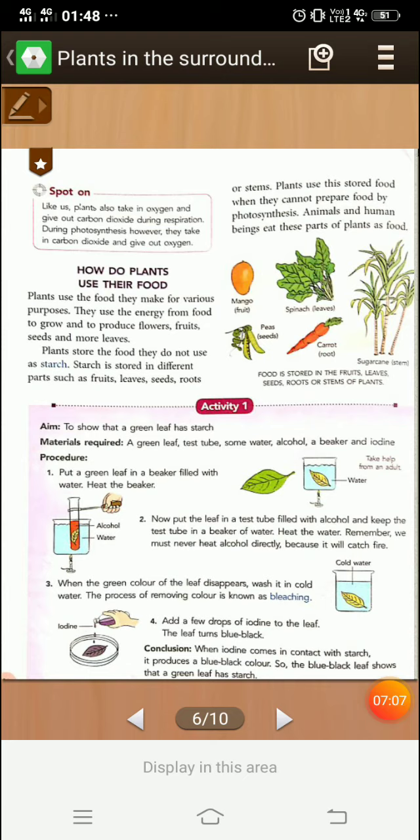Now how do plants use their food? Plants use the food they make for various purposes. They use the energy from the food to grow and produce flowers, fruits, seeds and more leaves. Plants store the food they do not use as starch, and starch is stored in different parts such as fruits, leaves, seeds, roots or stems. Plants use this stored food when they cannot prepare food by photosynthesis. This just behaves like fat stored underneath the skin, and in the time of adversity they use this starch. Okay.